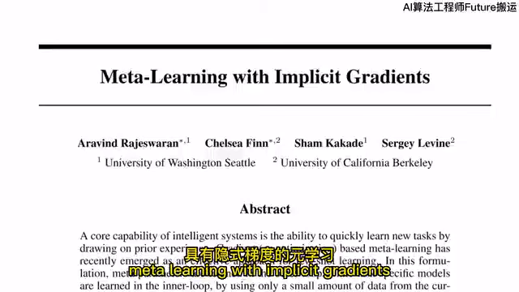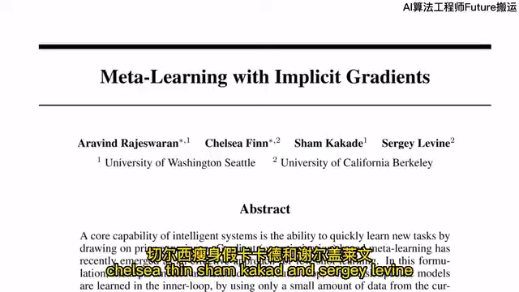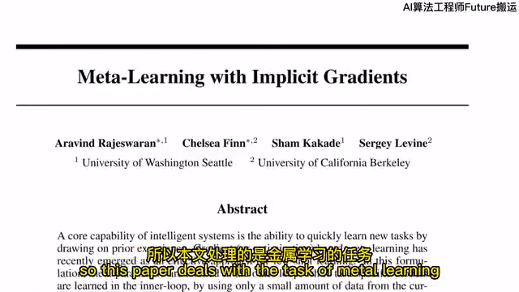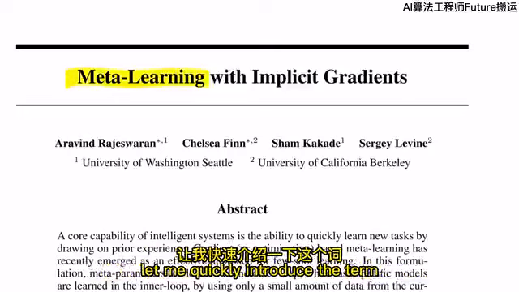Hi there. Today we're looking at Metalearning with Implicit Gradients by Aravind Rajeswaran, Chelsea Finn, Sham Kakade, and Sergey Levine. So this paper deals with the task of meta-learning. Now, if you don't know what meta-learning is, let me quickly introduce the term.